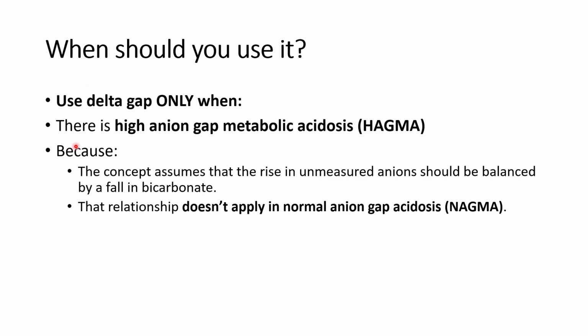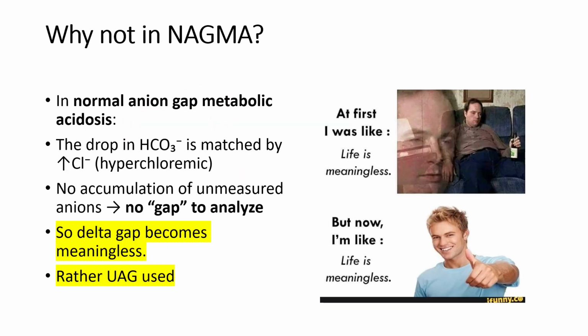Again, you only have to use delta gap, that is the gap between the change in anion gap and the change in bicarb, when there is high anion gap metabolic acidosis. Because in this delta gap concept, we are assuming that there is a rise in unmeasured anions, and that should be balanced by a fall in bicarbonate. That is why we are checking the gap. It doesn't apply in normal anion gap metabolic acidosis.